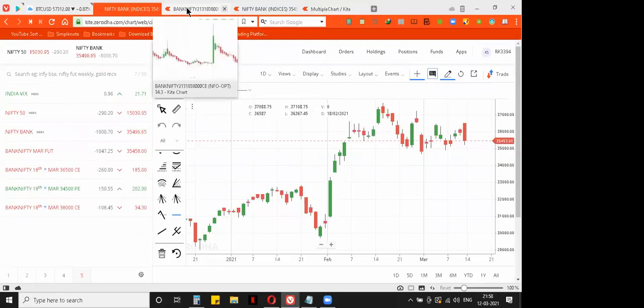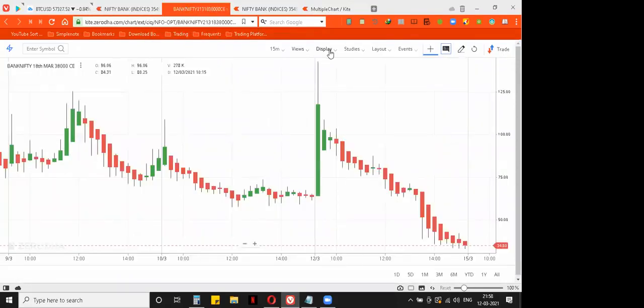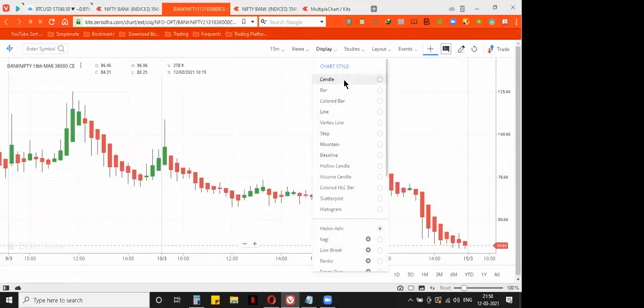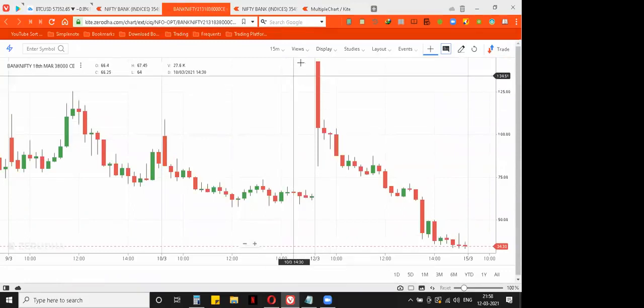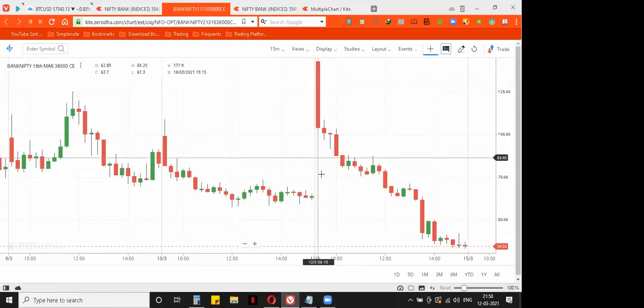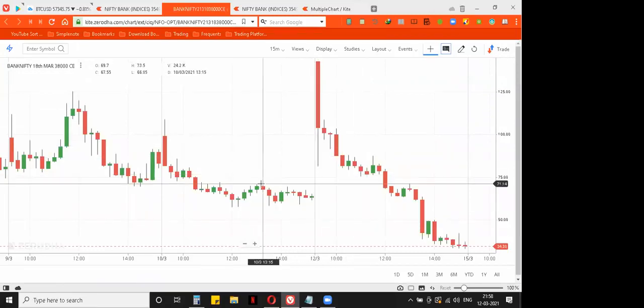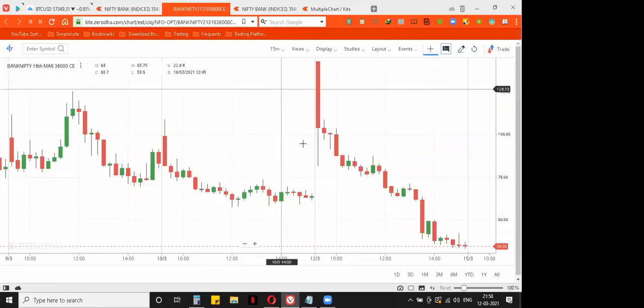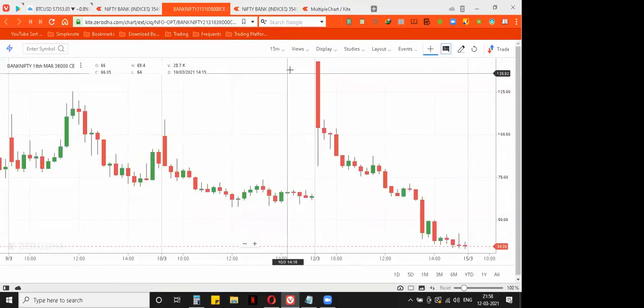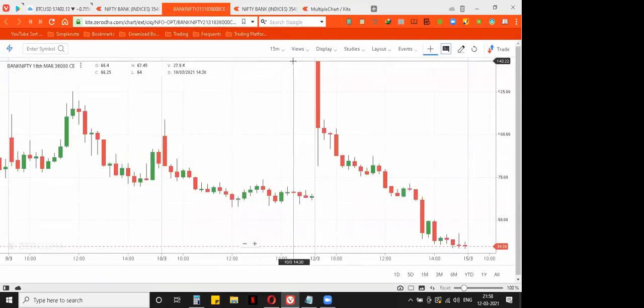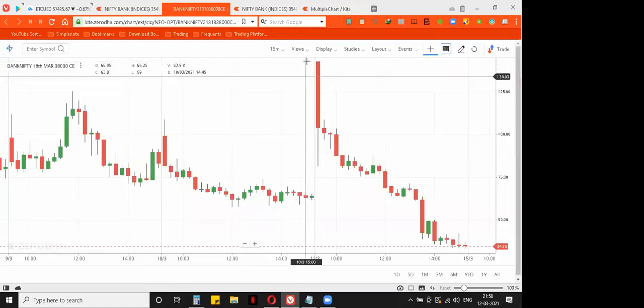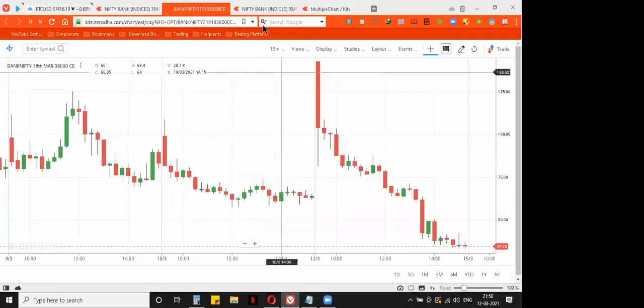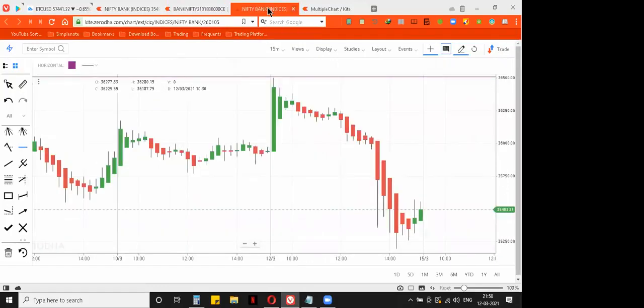Now, as far as your direction is concerned, you will look at your Bank Nifty spot chart. If the price is below the open, it means a red candle is forming, so you're going to take a downside view, which means you'll be buying a put option. If the price is above the open, you're going to look at the positive side and look for a buying opportunity, so you'll look for opportunities on the call option side. This is generally how things work.